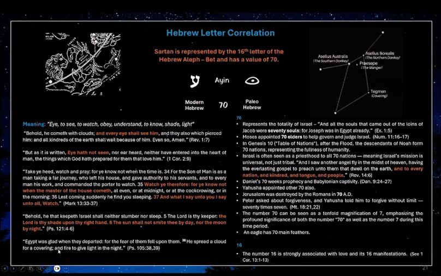Egypt was glad when they departed, for the fear of them fell upon them. He spread out a cloud for a covering and a fire to give light in the night. And so here's our light. And again, this covering, this shade, it's all tying in. And now let's look at our number 70.